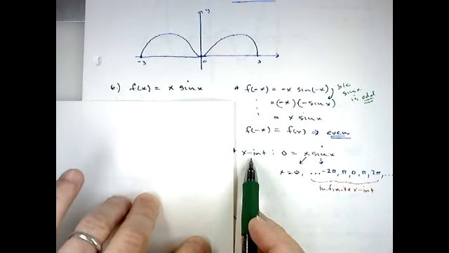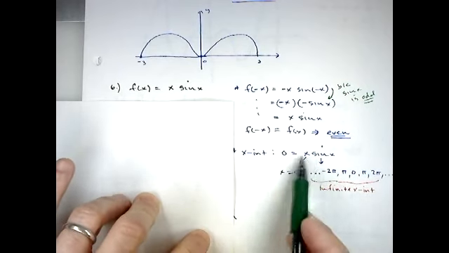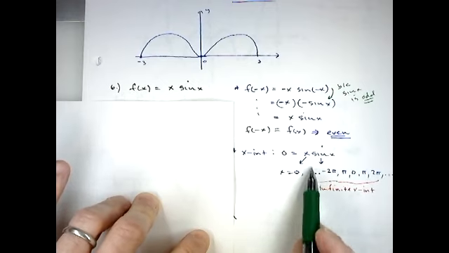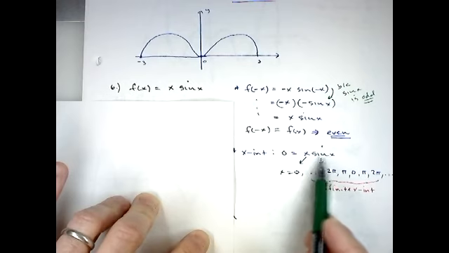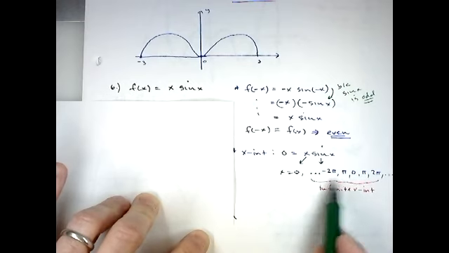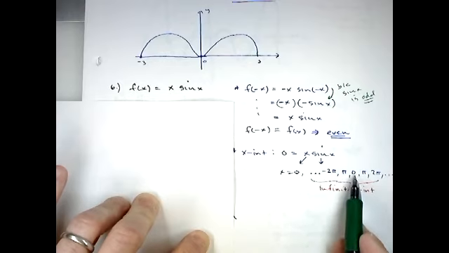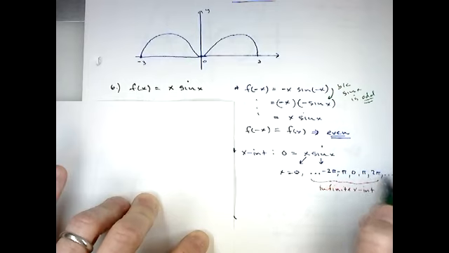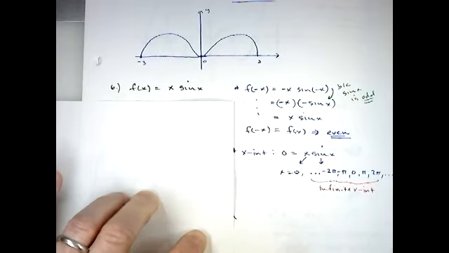To get some extra points on the graph, we could find some x-intercepts. We're going to get x-intercepts at 0 for this one, and everywhere sine of x is equal to 0, which is an infinite number of places: negative 2 pi, negative pi, 0, pi, 2 pi. There's an infinite number of places where sine is equal to 0.